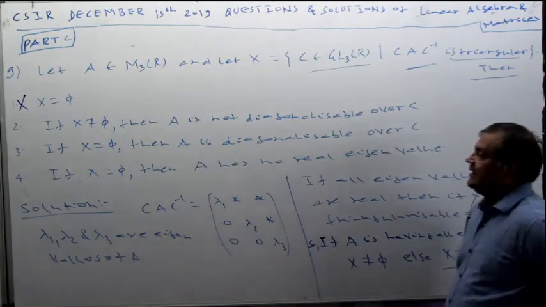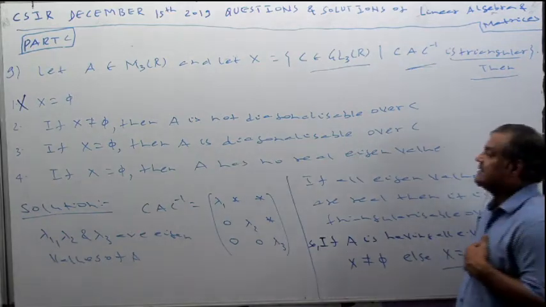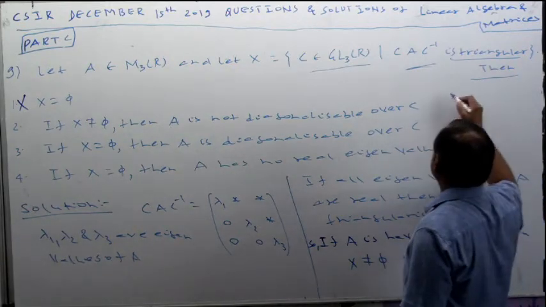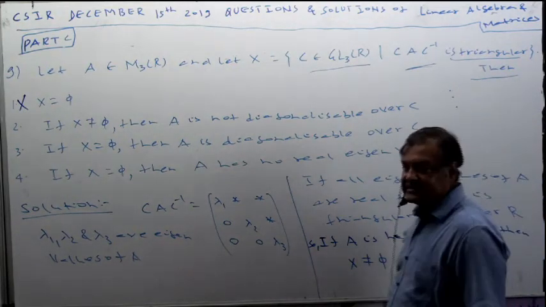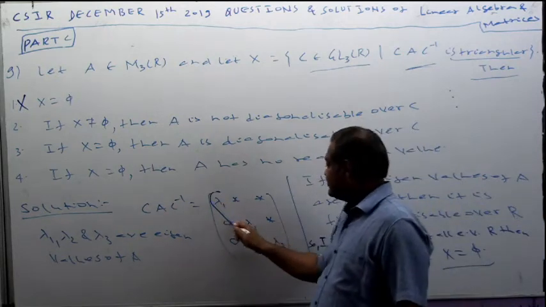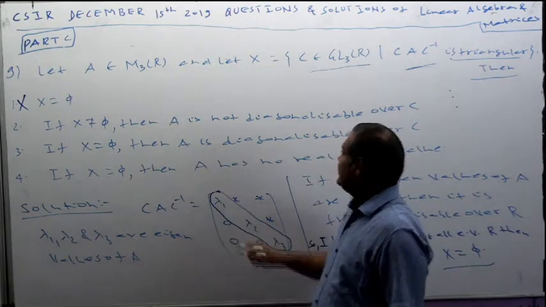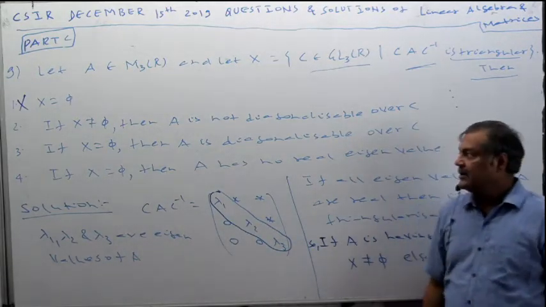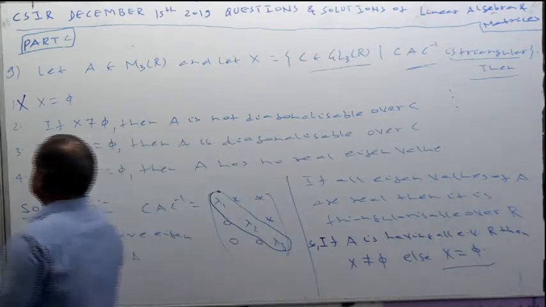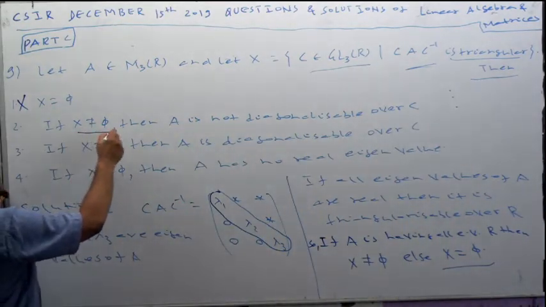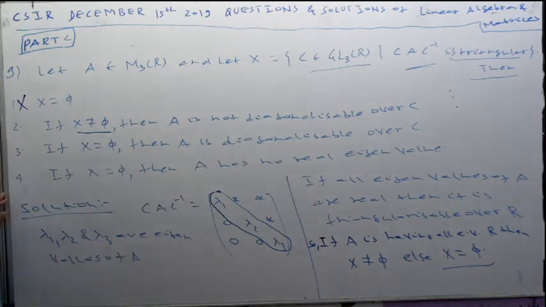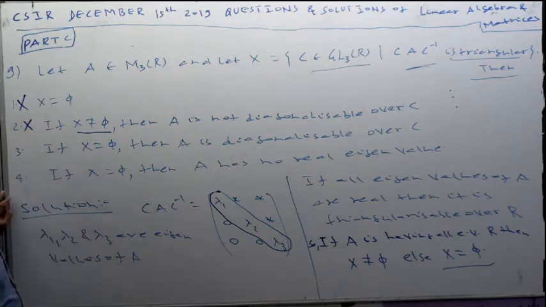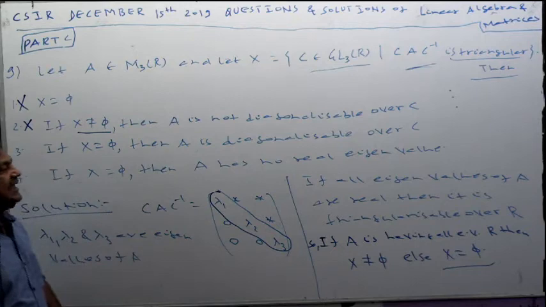Now, when X is not equal to phi, then what will happen? If X is not equal to phi, then A is not diagonalizable over R. There is no guarantee. It may be possible that all three eigenvalues are distinct. If all the three eigenvalues are distinct and real, then it will be triangularizable and also diagonalizable over R. So if X is not phi, that is when all the eigenvalues of A are real, it may be diagonalizable. This is cancelled out.